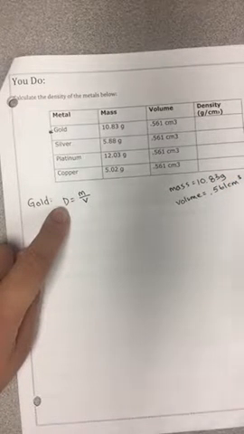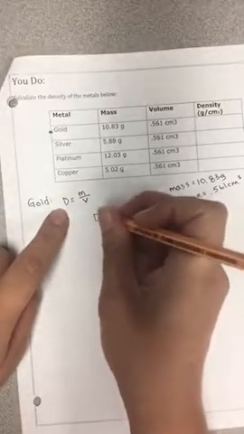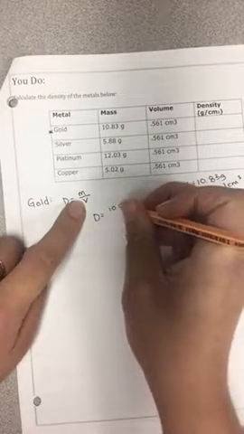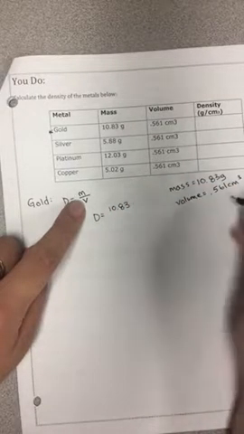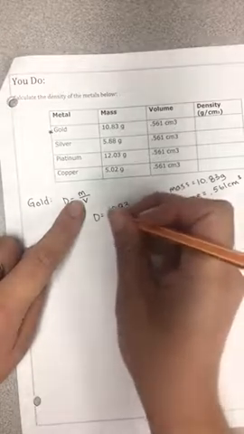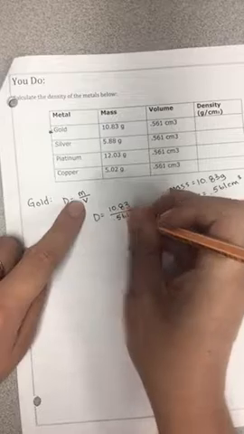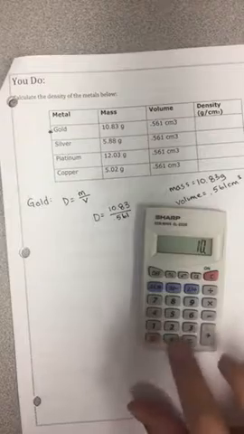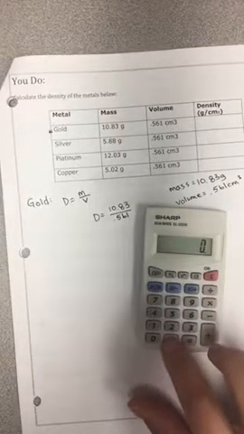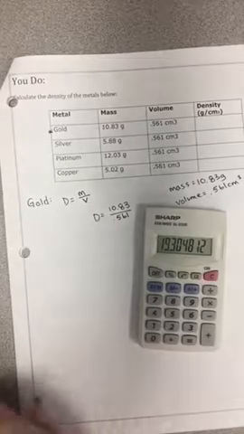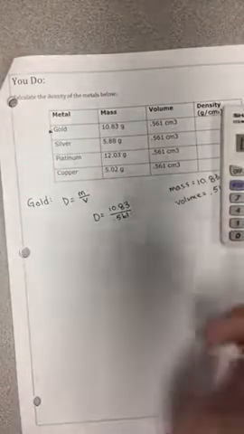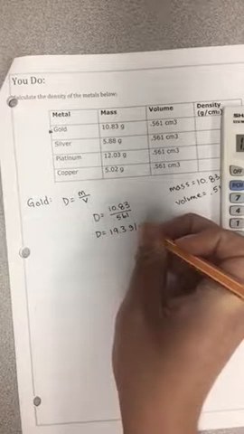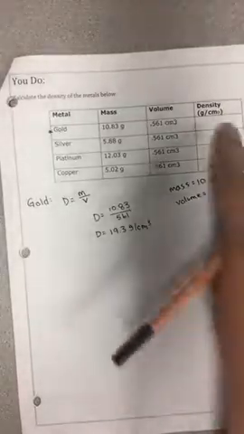Now we have both of the things that we need to have in order to find the density. So we're just going to go ahead and plug them in. So density is mass over volume. So we're going to take the mass, which is 10.83, and we're going to divide it by the volume, which is 0.561. I'm going to take out my calculator, and I have 10.83 divided by 0.561. I'm going to have 19.3. So the density, 19.3 grams per centimeter cubed. And I'm going to go ahead and write that up here in my chart.